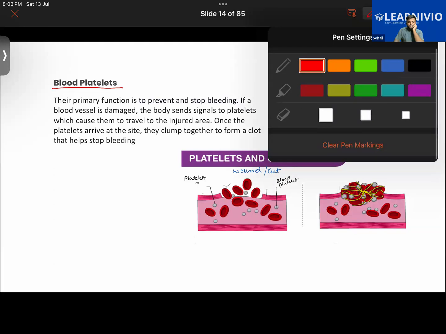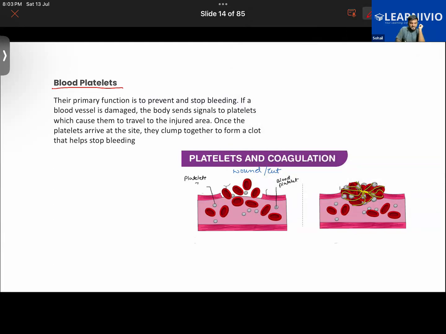By the way, one more important thing: after blood platelets, give a slash and write down thrombocytes. Thrombocytes is another name for blood platelets. It is also sometimes called thrombocytes. So here we have seen that it has a very important role in blood clotting.